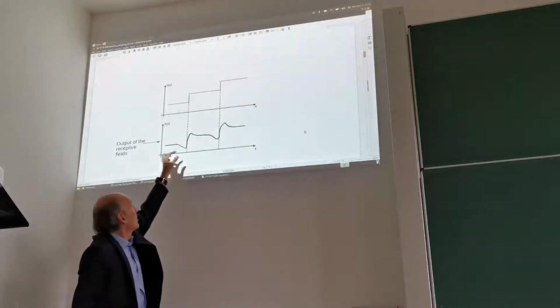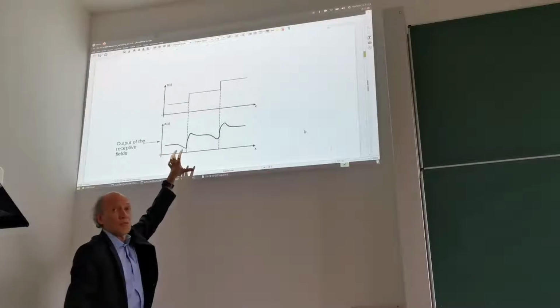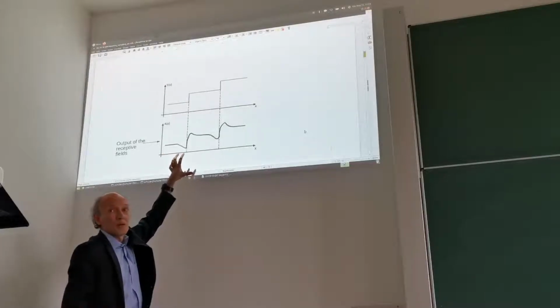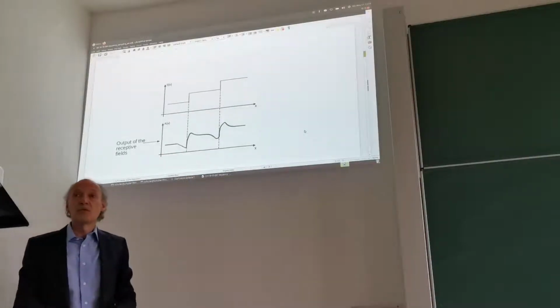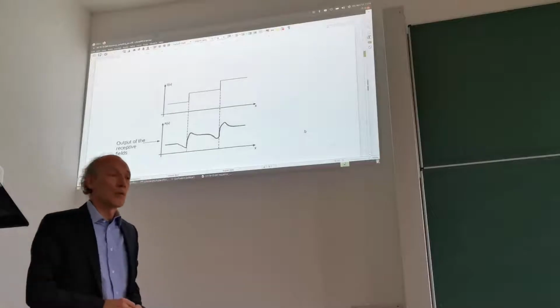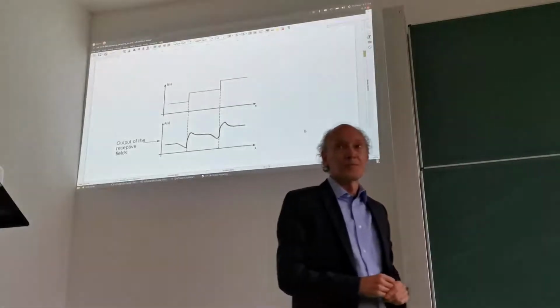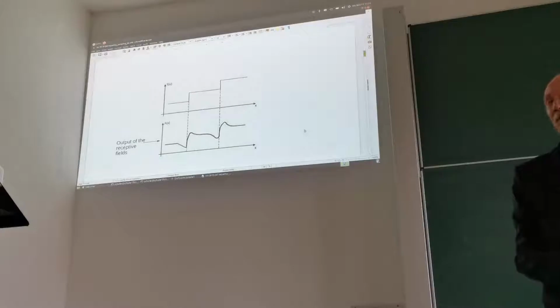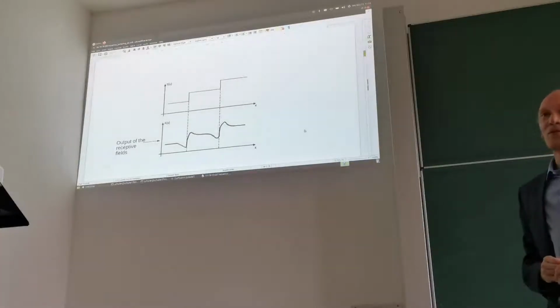So here you can see this basically increases the difference between dark and bright. It's an increase in contrast around edges. It's kind of an artificial sharpening of the image.